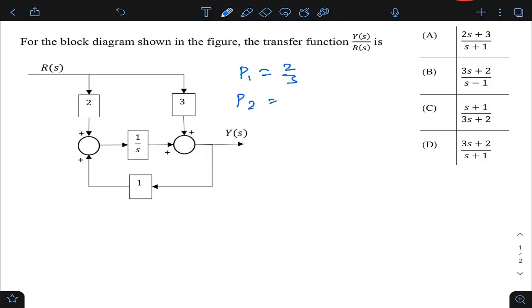You have another forward path, which is this one, and the gain is 3. Do we have anything else? We don't have anything else. We cannot go this way because we cannot travel in the reverse direction of the arrow. So there are only two paths.